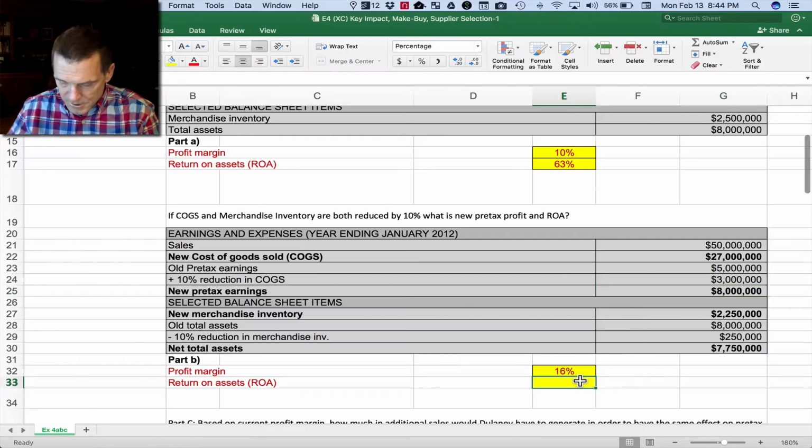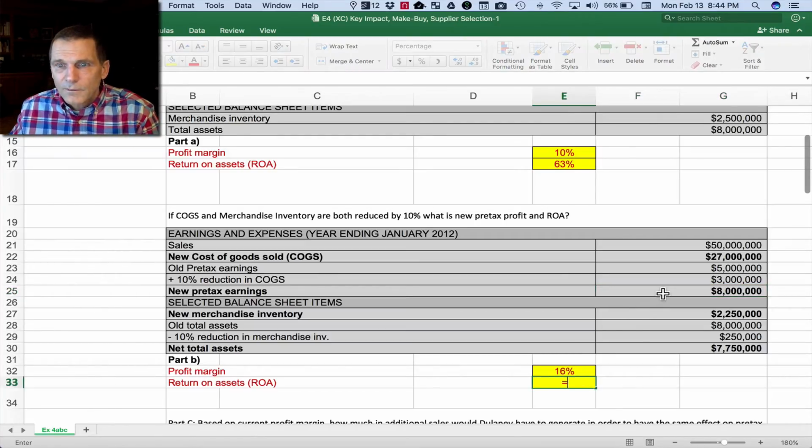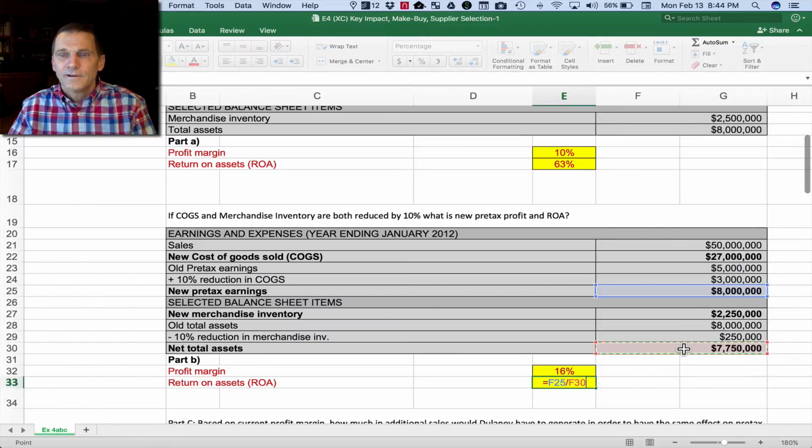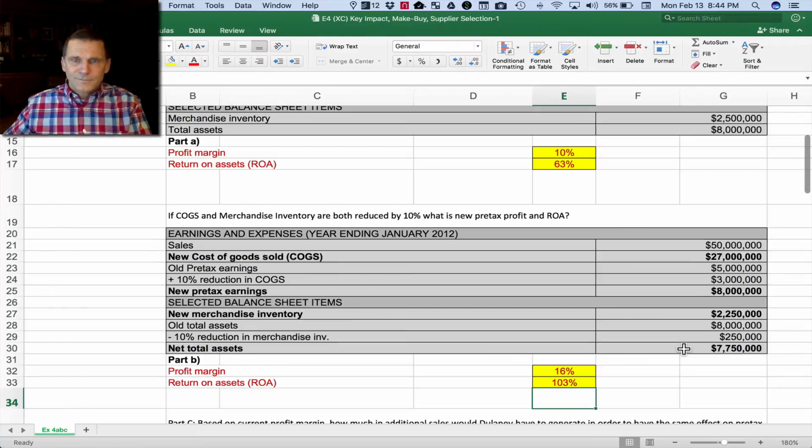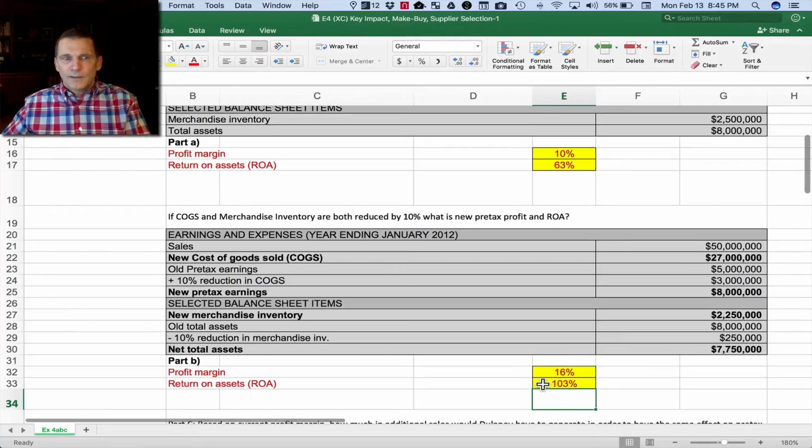Let's put an equal sign in there. $8 million is divided by our new lower net total assets. Right, they're $250,000 lower than they used to be. Hit return. You see that our new return on assets is 103%.